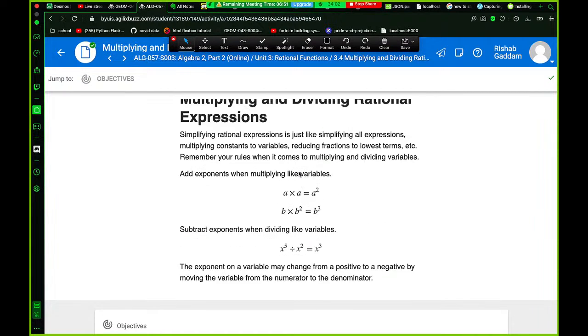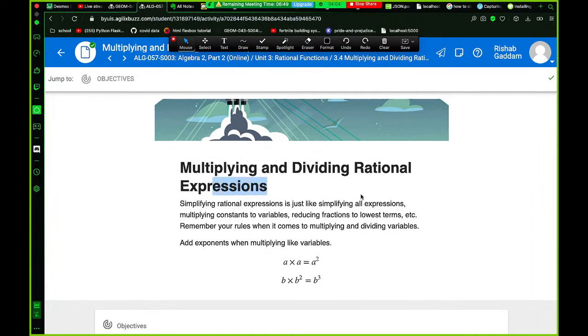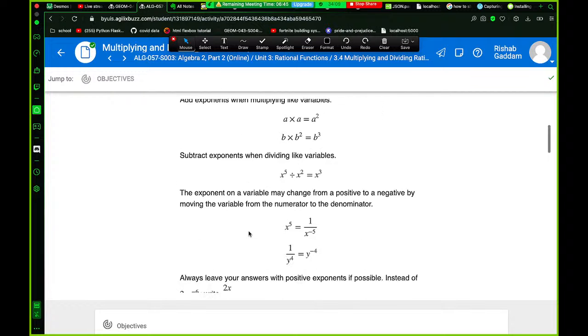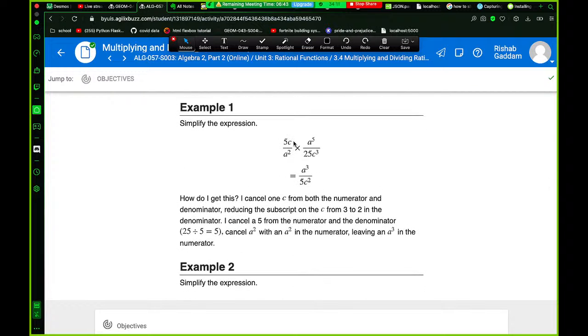Okay, so multiplying and dividing rational expressions. Let's just take an example right off the bat. They give us this, so let's solve this equation before they do. Just imagine that this is not there, and they didn't already get it.